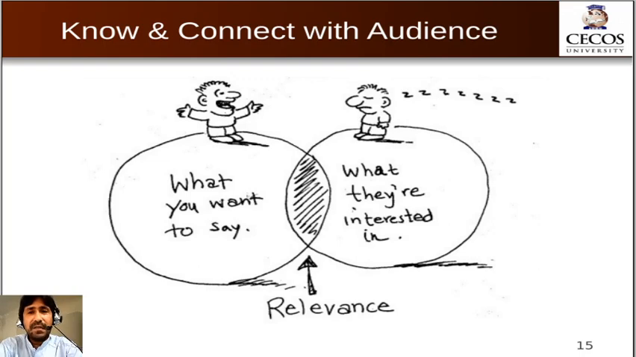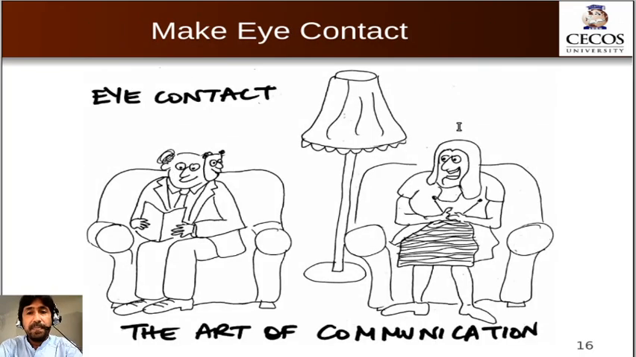So there is a common area which will interest you and your audience, and you have to focus on that common interest, relevancy. So for that you have to know about your audience, and you have to connect with them, right? Because people do not love what you are going to tell them. They love to hear what they want to hear. So for that you have to know about the audience, and also you have to connect with your audience.